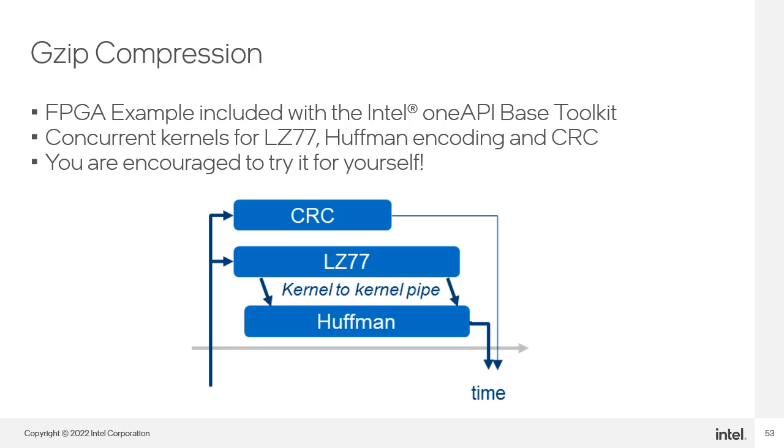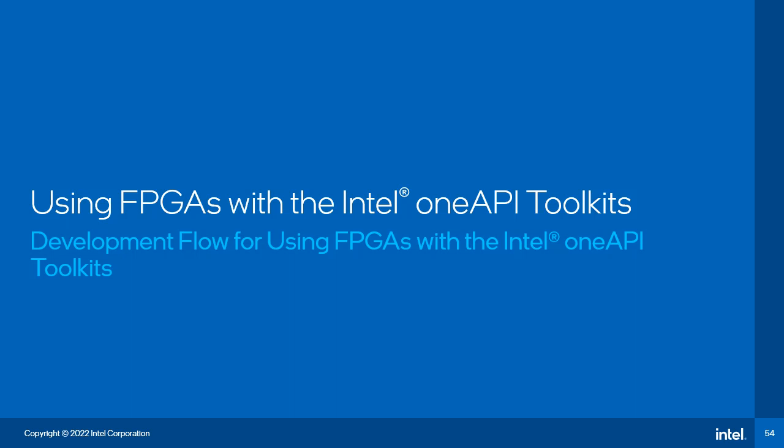An example design that comes along with your installation of oneAPI based toolkit for FPGA is the Gzip Compression. The design performs compression. It has 3 different kernel scopes: CRC, LZ77, and Huffman. It also takes advantage of the kernel to kernel pipe architecture such that kernels can communicate with each other easily. Our FPGAs can build the pipe hardware, thus creating a seamless connection between the kernels. You are highly encouraged to try out this design for yourself and understand why it has a great performance. Next, we will take a look at the development flow for using FPGAs with the Intel oneAPI toolkit.